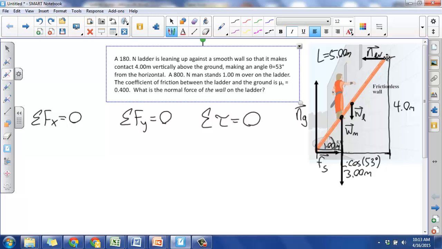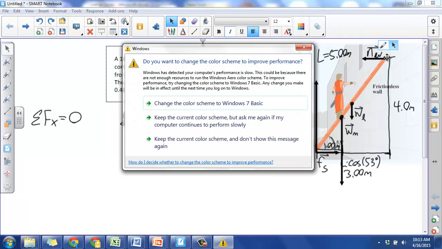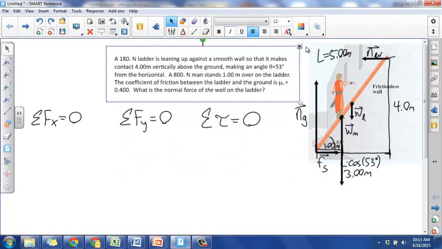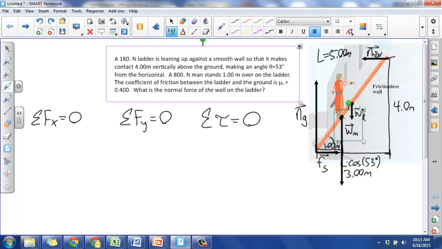We want to know about the normal force up here. So we don't want the pivot up there. We know the weights, so we don't want the pivots to be there. So we'll choose to put the pivot down here, because we don't know the friction force and we don't need to find it.